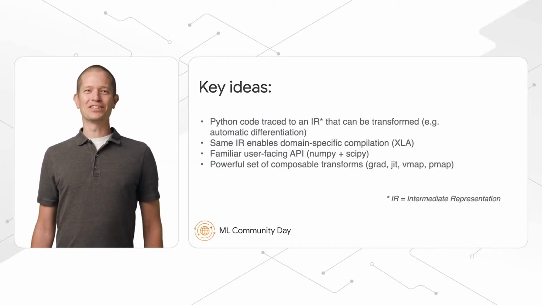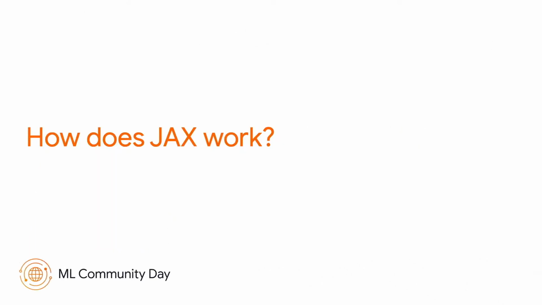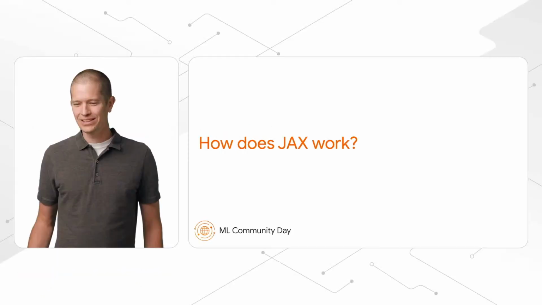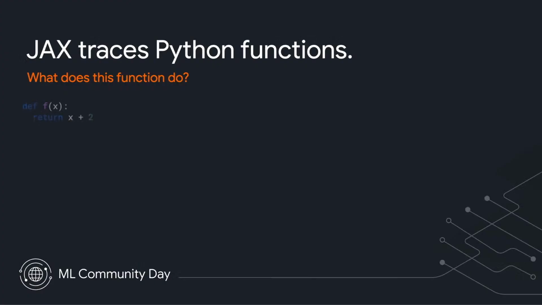And on top of it, it's this powerful set of transforms, the grad, JIT, VMAP, PMAP, and others that let you do things with your code that you weren't able to do before. So I want to step back a bit now and talk about how JAX works, because it's interesting to use a powerful black box like this, but I think it's even more fun if you know what's going on under the hood. And the gist of how JAX works is that it traces Python functions.